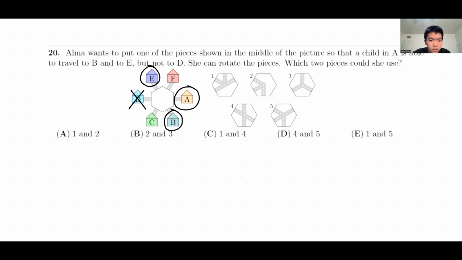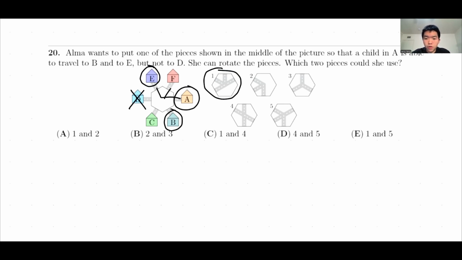So now let's try piece number 2. And quickly, we actually realize, piece number 2 doesn't really work no matter how you rotate it, right? If we put it in this configuration, you still can't get to D, but you also can't get to E. And then if we put it in a different configuration, well, now we can get to E, but then we can't get to B. So piece number 2 doesn't work.